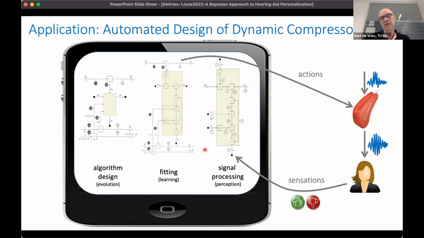So we have one framework here that basically represents all the tasks that are needed to design a hearing aid algorithm. Design the algorithm, fit it, and run it. And it's personalized because it's a function of feedback of the user. So everybody who walks around with their own iPhone gets their own algorithm. Everybody has their own free energy functional.